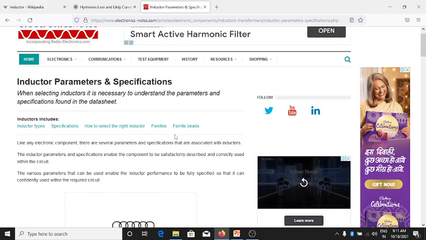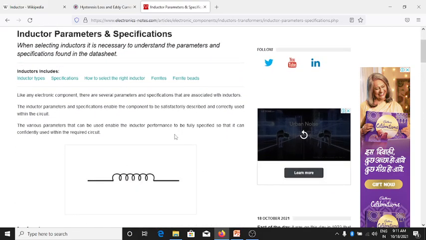In this lecture, we studied inductors, their types, their functions, materials used for making inductors, parameters and specifications. Thank you for today's lecture.